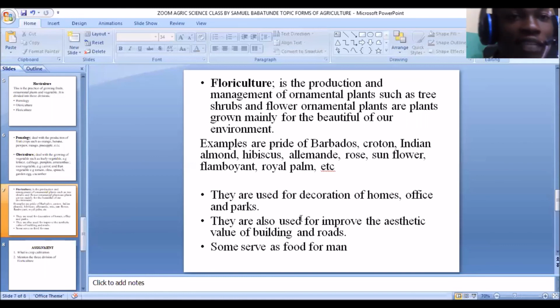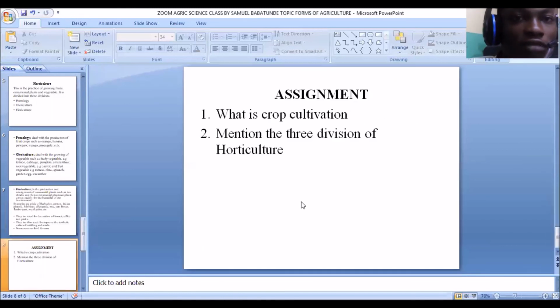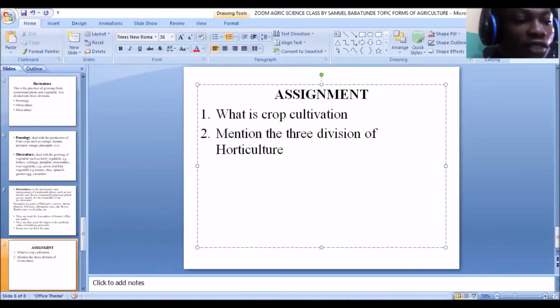And then I gave you an assignment that you should tell me the meaning of crop cultivation, or let me just simply put, crop farming. The meaning of crop farming. So you have to tell me the meaning of crop farming and also mention the three divisions of horticulture. So with this, we've come to the end of today's lesson.